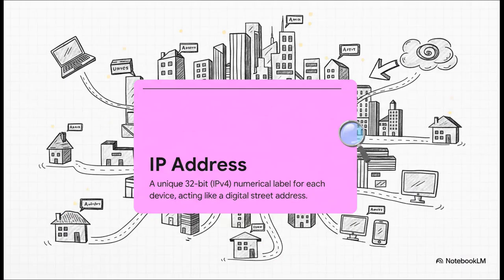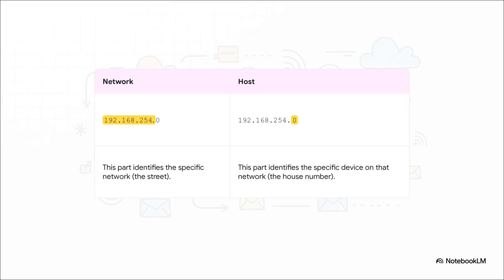Let's imagine the entire internet is one giant global city. An IP address, like the IPv4 one you see here, is the one-of-a-kind street address for your device in that massive city. Without it, data would have no idea where to find you or where to go. It'd just be lost.